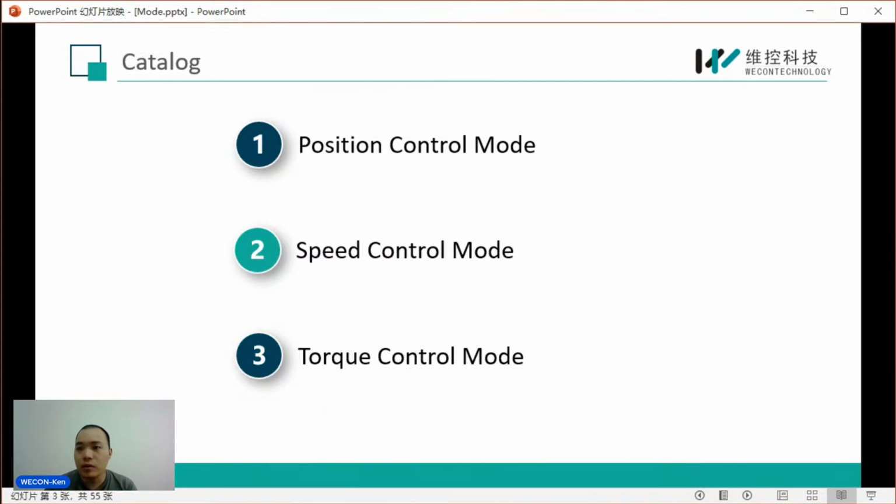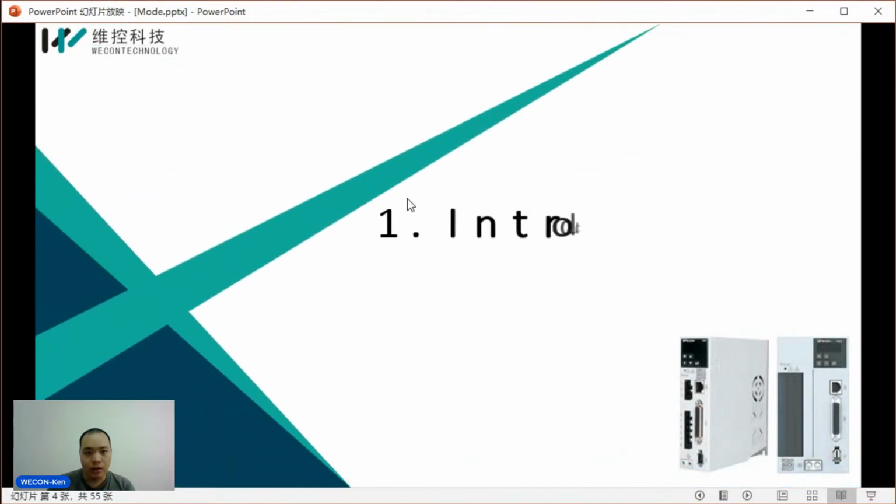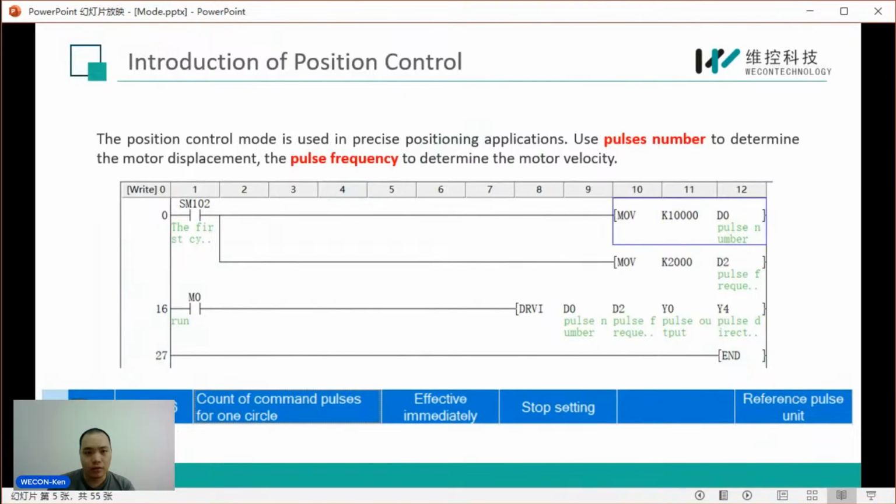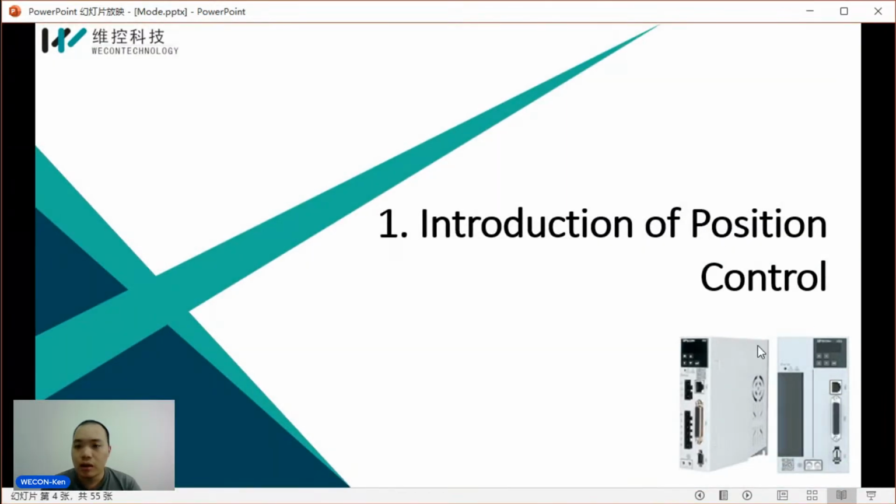We use this position mode frequently, and for all three modes I will talk about them in three parts: introduction, command source, and commonly used DI.